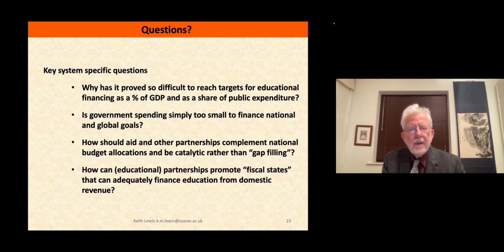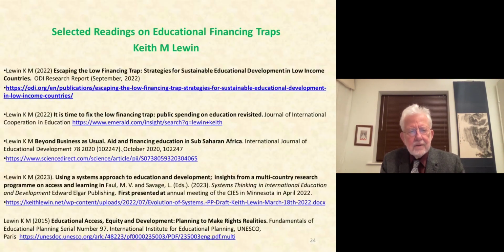Thirdly, how should aid and other partnerships complement national budget allocations, and how can it be more catalytic, as I've already discussed? And lastly, how can we really make a reality of increasing the number of fiscal states that are able to self-finance and can borrow at an appropriate level and finance their debt to accelerate their development without creating risks of default? So they're very good questions.